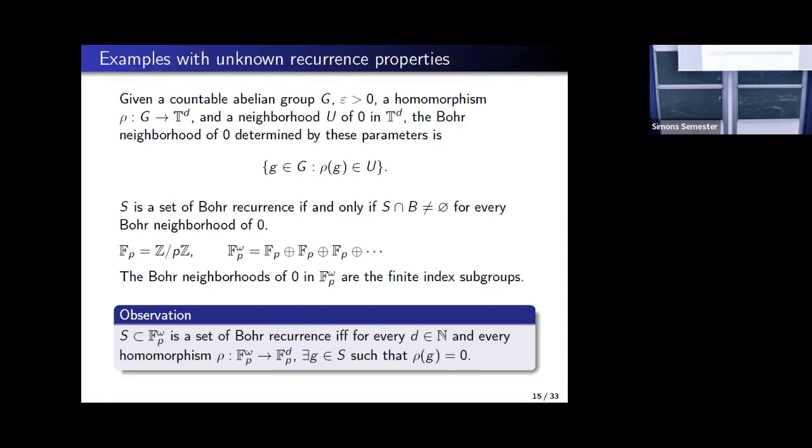And so what does this mean for being a set of Bohr recurrence in F_P^omega? Well, another way to say it is S in F_P^omega is a set of Bohr recurrence if for every d in N and every homomorphism rho from F_P^omega into a finite group, there exists a g in S where rho of g is equal to 0. So you can sort of forget about the neighborhood. You're just going straight to 0 in the definition of Bohr neighborhood for these groups.